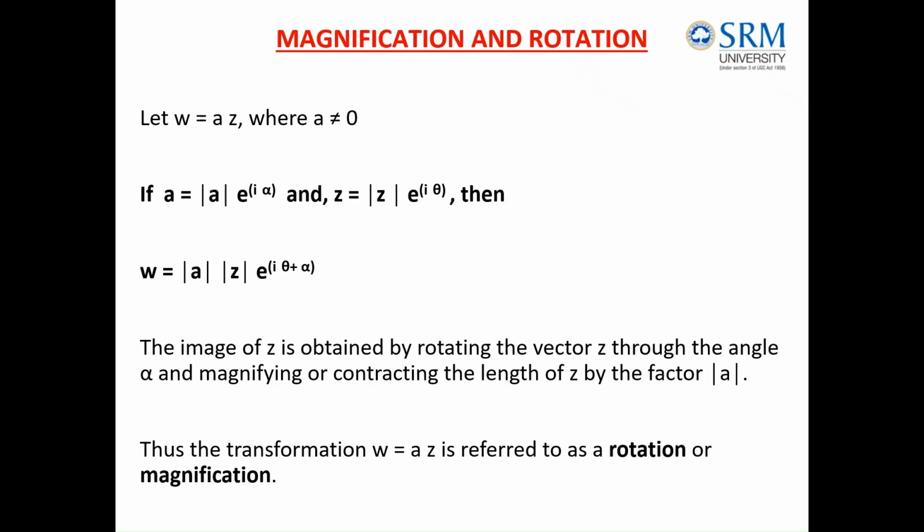Next we are going to see magnification and rotation. So the transformation w equal to Az will give you magnification or rotation according to the value of A. If A is real, you will get a magnified image. If A is imaginary, you will get a rotation. If A is both real and imaginary together, it will give you a rotated and magnified image.